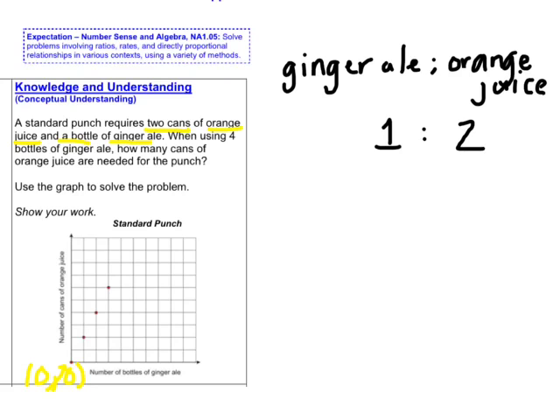The question says, how many cans of orange juice are needed for the punch when using 4 bottles of ginger ale? So I'm going to show you a variety of ways of solving this. We're going to write this first as a fraction, okay? 1 over 2 is what we're looking at for ginger ale to orange juice. And the question says, when using 4 bottles of ginger ale, how many cans of orange juice do we need? Well, that's what's unknown. Now, we can get the information from the graph, but we're going to solve this first using algebra.